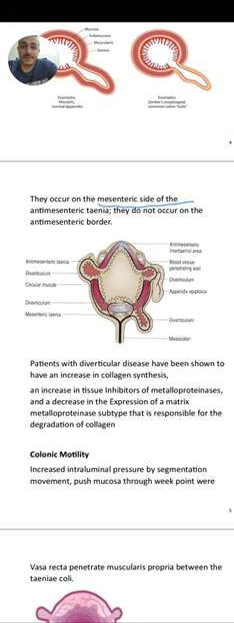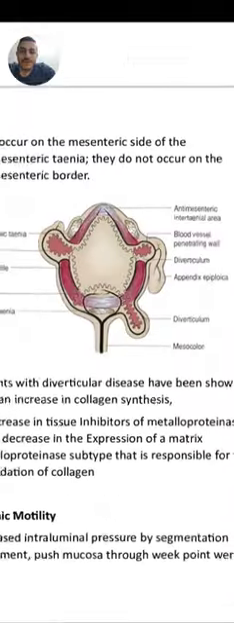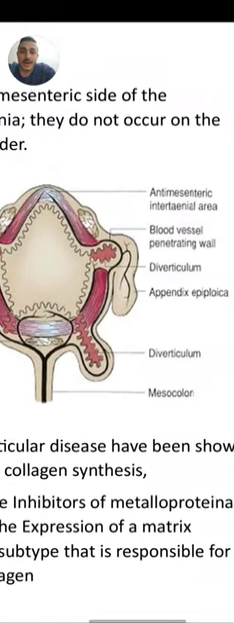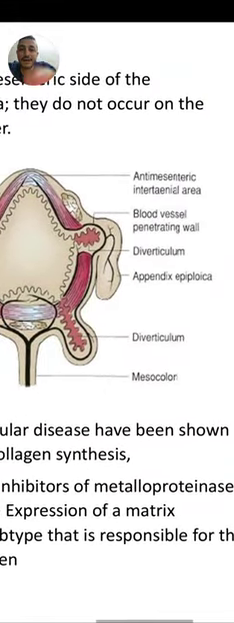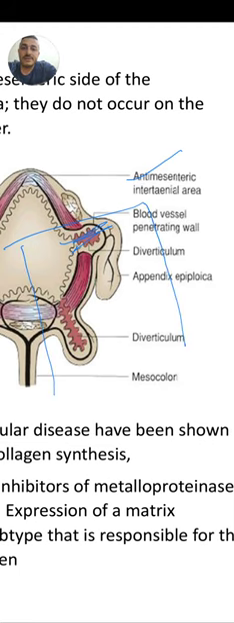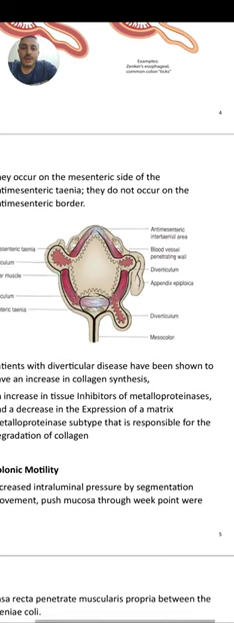It occurs on the mesenteric side of the anti-mesenteric tenia. Okay. You can take a close look. This is the anti-mesenteric tenia coli. These are the diverticula. This is the mesenteric side. These are the anti-mesenteric tenia coli, as we say. This is the mesocolon. Okay.